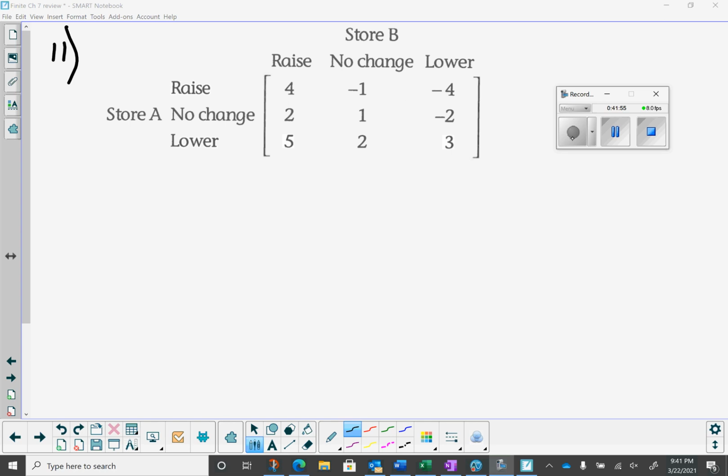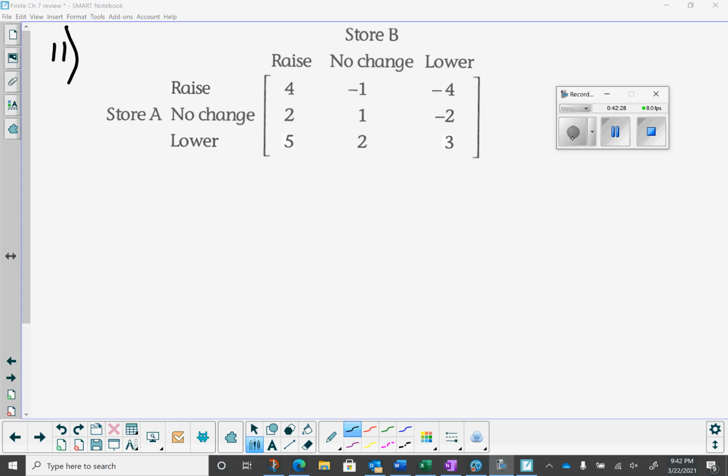The milk battle, I guess. The following payoff matrix shows the percentage of customers who go from store A to store B for each combination of strategies here. Now again, to me, this is phrased rather strangely: the percentage of customers who go from store A to store B for each combination of strategies.